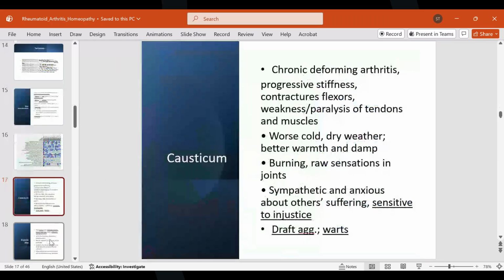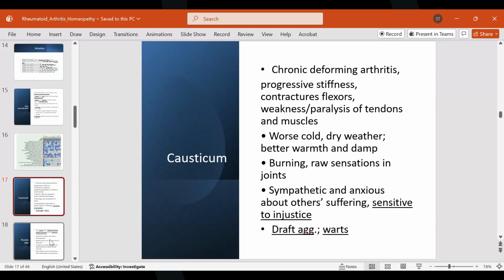Causticum. Deforming arthritis, stiffness, contractures, weakness, paralysis. I use it a lot in people, especially with bladder paralysis, people who maybe have MS and they have incontinence or something like that, or after delivery there's incontinence. You think of a remedy like causticum. Worse cold, dry, better with warmth and damp, burning, raw in the joints.